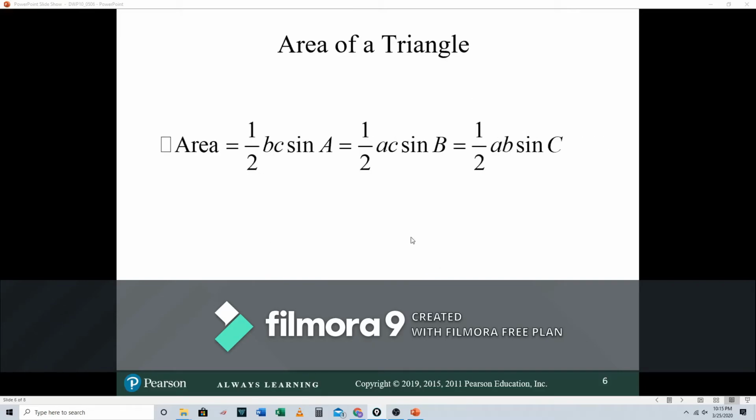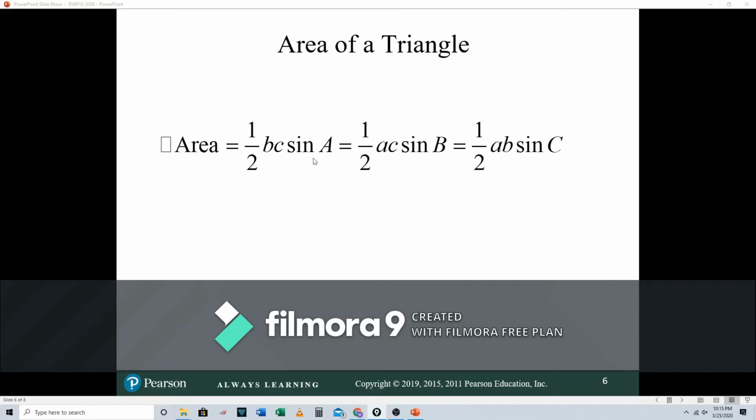All right. So, area of a triangle. I don't know what this was supposed to be. I'm assuming it's some mistake on Pearson's side. I've had to fix a couple of their PowerPoints already, so I'm assuming that's just a mistake.